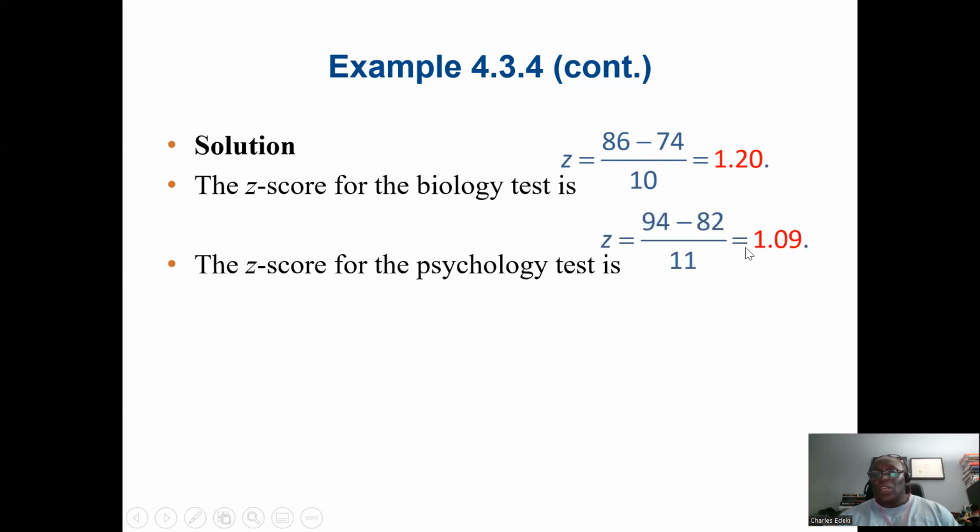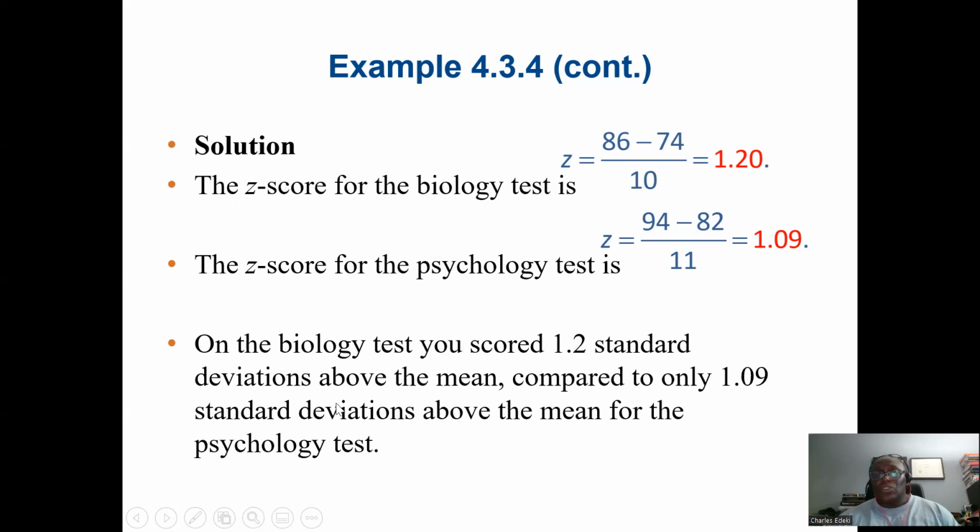The next score we can see, the student scored higher, 94, but the z-score is 1.09 because the mean is higher, which means many students did well. So this will tell us that on the biology test, you scored 1.2 standard deviations above the mean, compared to only 1.09 standard deviations above the mean for psychology. So this means scoring 86 in biology is better than scoring 94 in psychology.